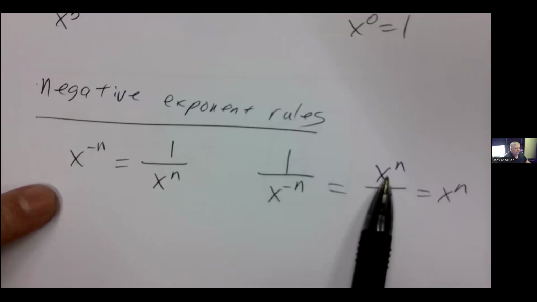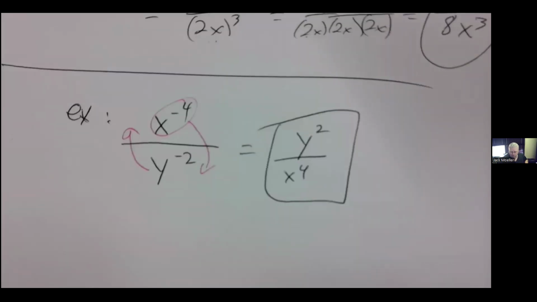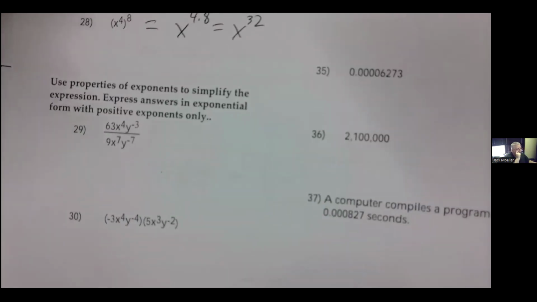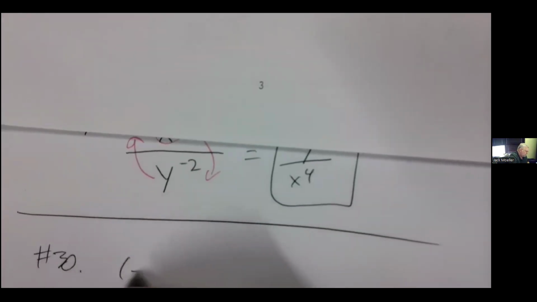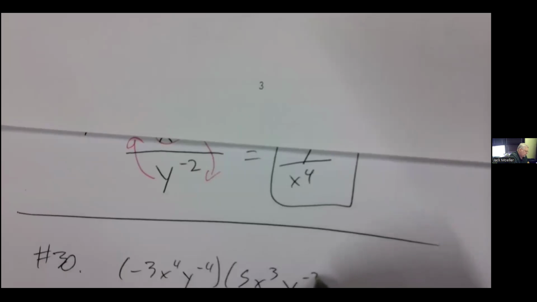All right, so let's do a couple of problems. Going back to the handouts, number 30 I'm going to do first. We'll do 30 and then we'll back up and do 29, because division's always a little messier. All right, so for 30, simplifying: you have negative 3x to the 4th, y to the negative 4th, times 5x cubed, y to the negative 2.